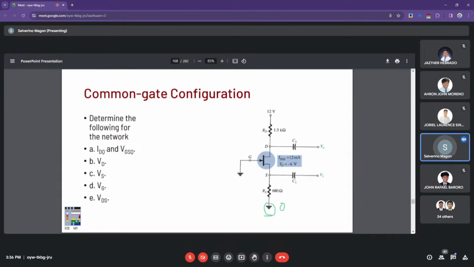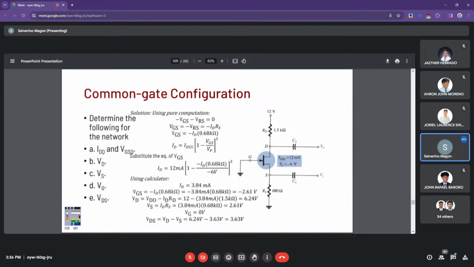So let's try to work on some examples. Given the drain to source saturation current at 12 milliamps and pinch off voltage at negative 6. In this case, we don't have a VSS supply, so this is a zero case. For the pure computation case, VGS is equal to VRS, and VRS is equal to IDRS or ISRS.